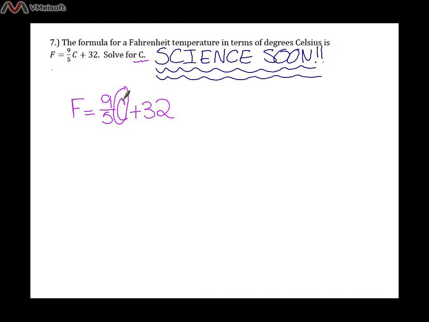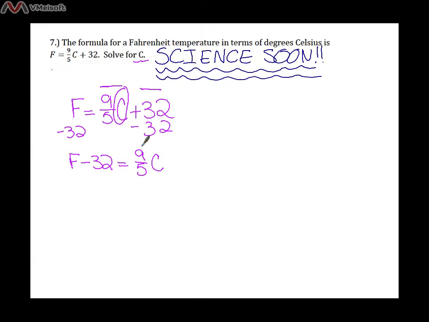Same thing. Well, first, we have one term, two terms. So I need to get rid of the term that does not have Celsius in it. Since it's plus 32, I'm going to subtract 32 from both sides. And I have Fahrenheit minus 32 equals 9/5 C.